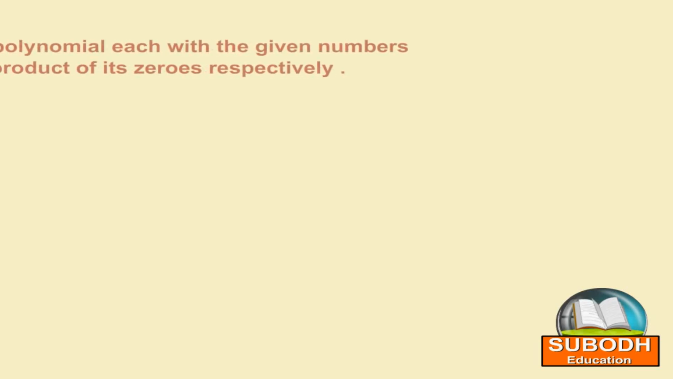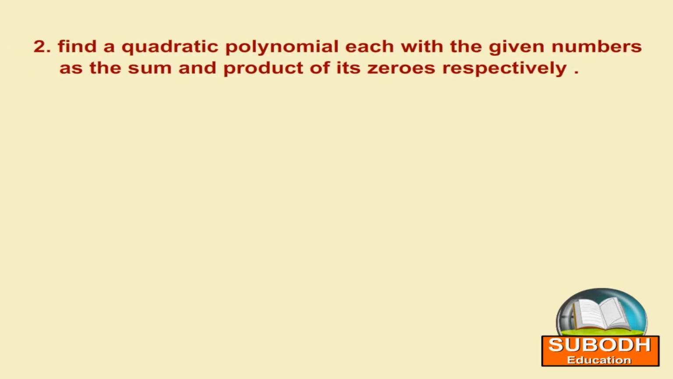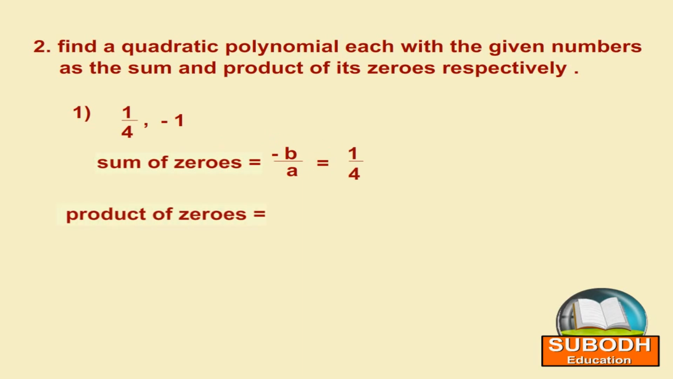Question 2. Find a quadratic polynomial each with the given numbers as the sum and product of its zeros respectively. Example first, 1 by 4, comma minus 1. Sum of zeros is equal to minus b by a is equal to, given, 1 by 4. Product of zeros is equal to c by a is equal to minus 1, means minus 1 by 1.